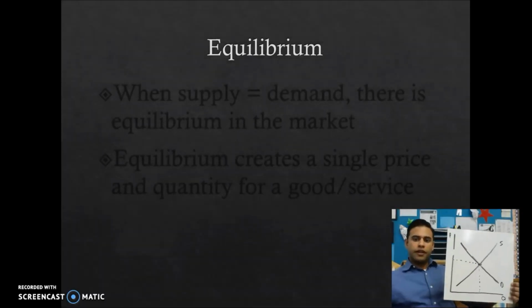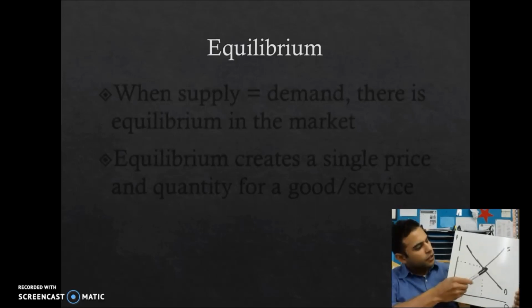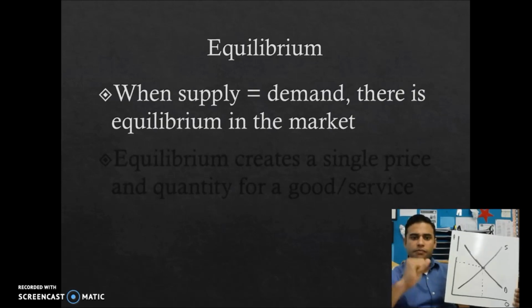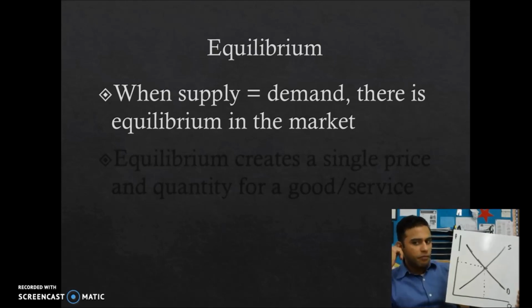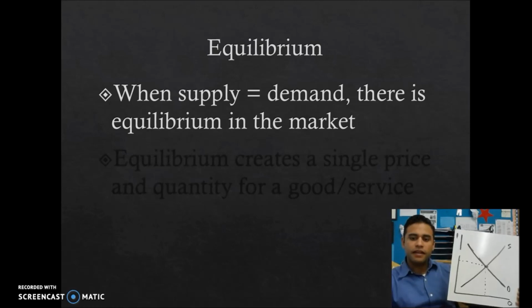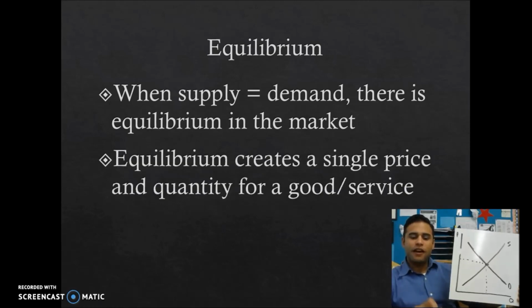So what we want to do right now is talk about equilibrium, okay? And equilibrium is simply put when supply and demand equal each other. There's equilibrium in the market. And the point of supply and demand is to identify where that equilibrium point is and recognize that that's where prices come from. That's really the point of all of this.